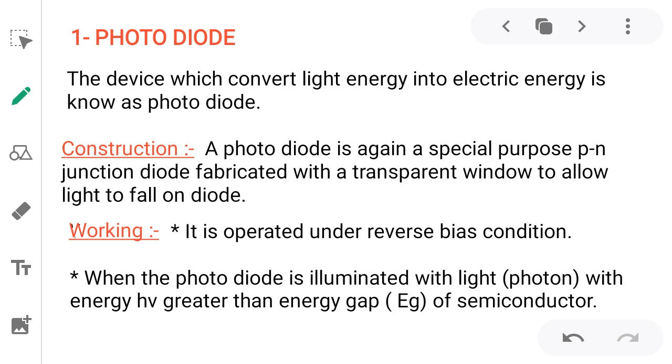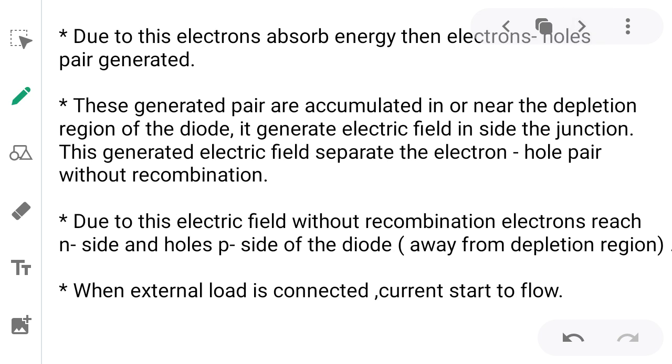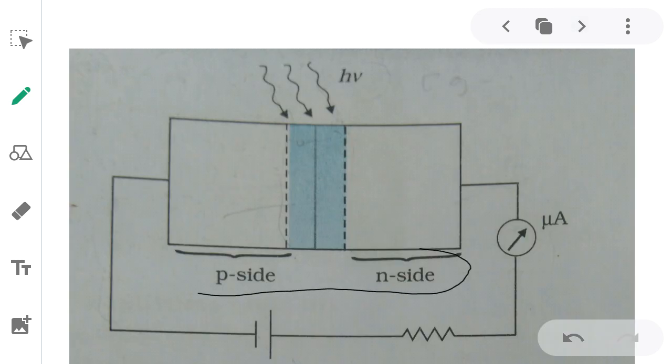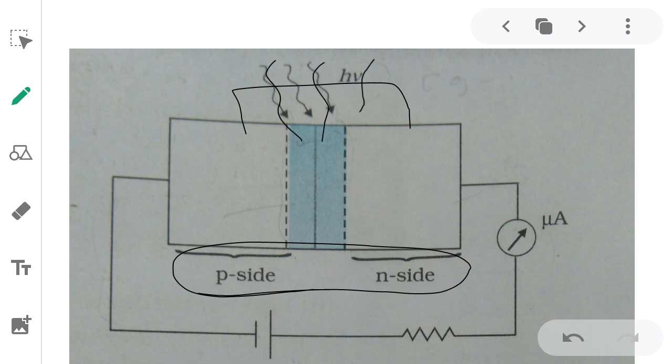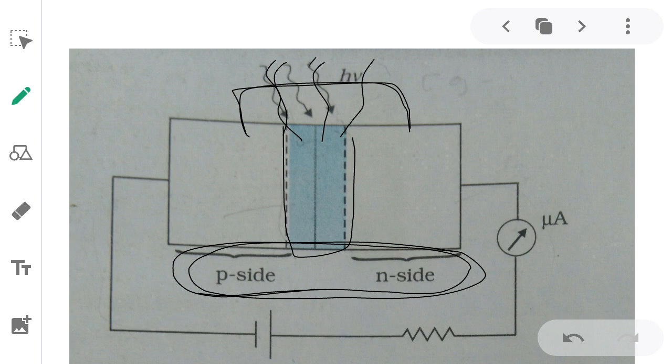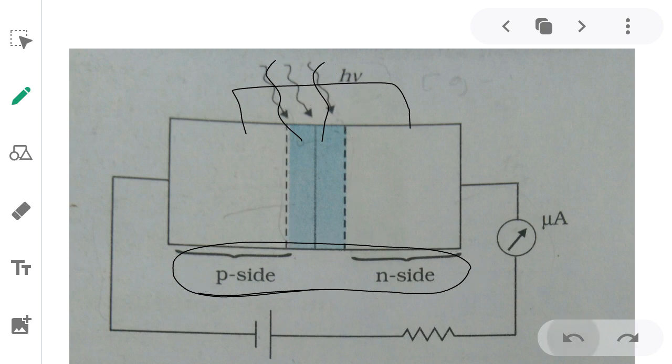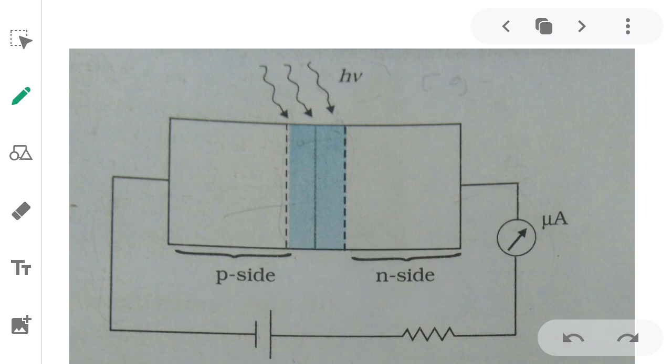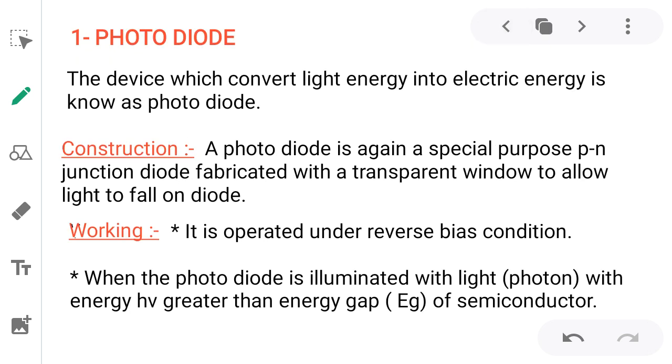Next point, the construction of the photodiode. A photodiode is again a special purpose PN junction diode fabricated with a transparent window to allow light to fall on the diode. It is a P and N junction diode. It has a transparent window. Through this window, light enters the junction. It is just a simple construction of the photodiode: a PN junction with the transparent window at the junction side.